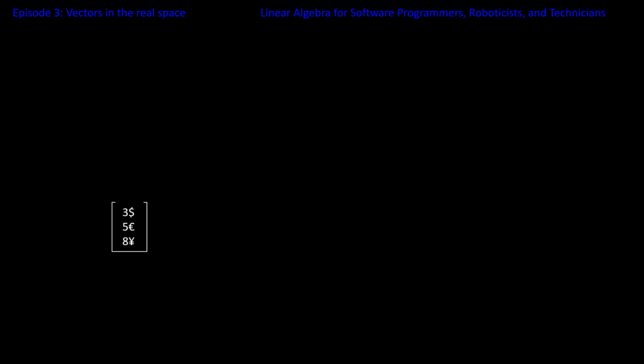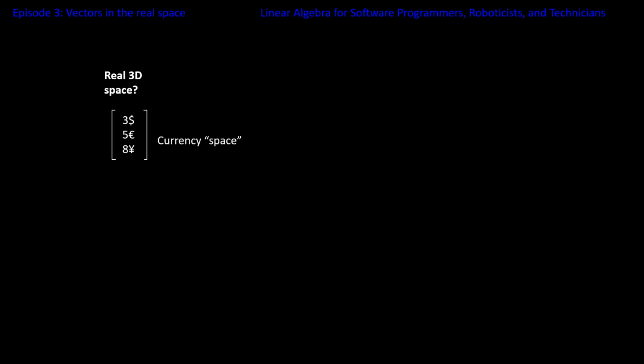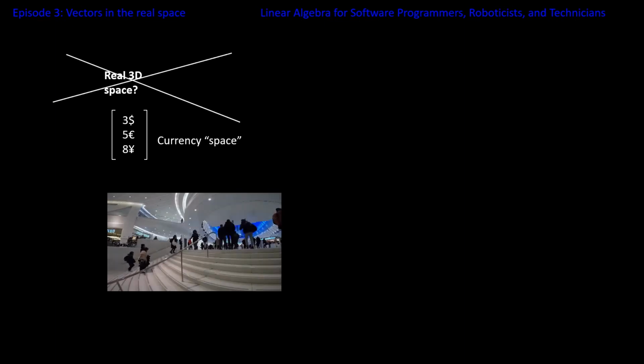Have a look at this tensor. Does it have anything to do with the 3D space? Well, I don't think so. You can't say $3 to the north, €5 east and 80 elevation or something like that. It's just a tensor. Purely mathematically one could say okay, it's a domain, the currency space. But that has nothing to do with the real 3D space in which you can walk around.